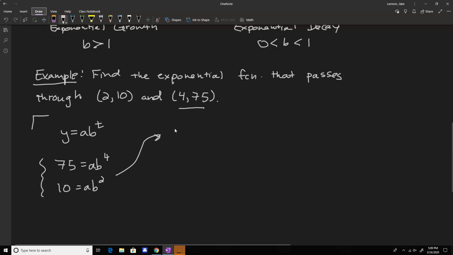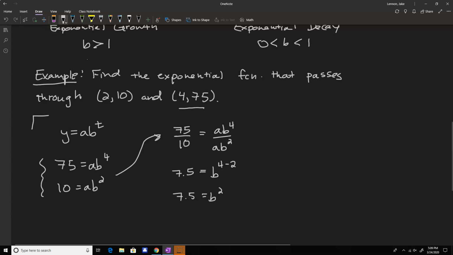2nd, we can make this one equation where the fractions will be the same, because 75 over 10 would have to be the same value as ab to the 4th divided by ab squared. So your a's would cancel, and we'd be left with 7.5 equals b to the 2nd power. Basically, what do we do? We subtract the exponents. So we get 4 minus 2, so we get 7.5 equals b squared.